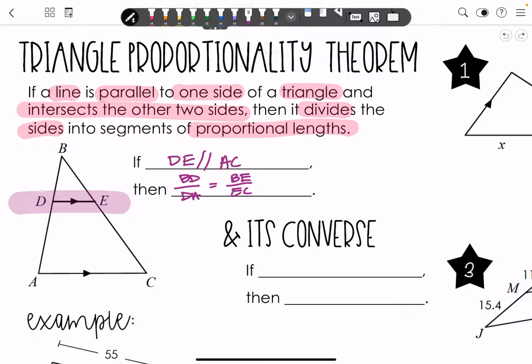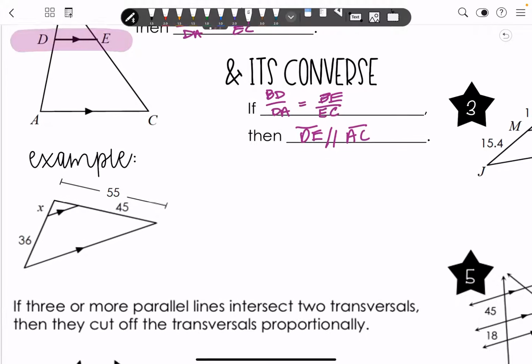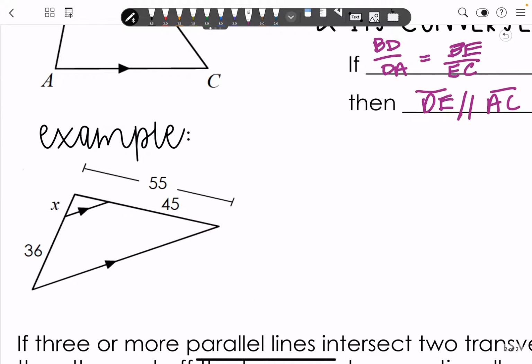Now the converse also holds true. So what that means is that if these four sides are proportional, then we can state that DE is parallel to AC. All right, so it can work both ways, which is really nice on this one. So we're going to do an example of just the theorem first, and then you're going to try to solve for x on some of them.